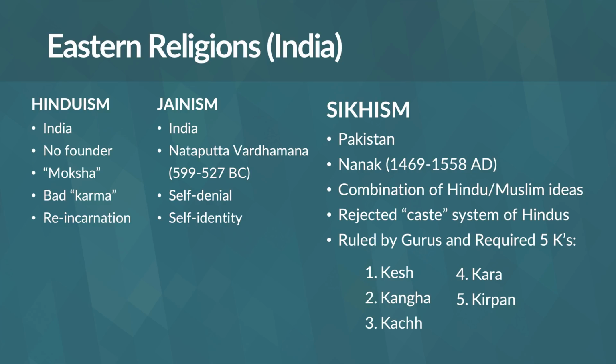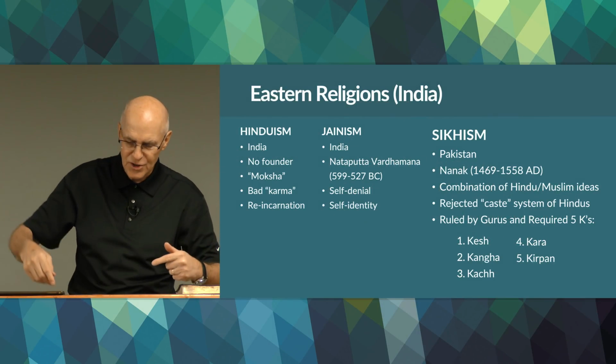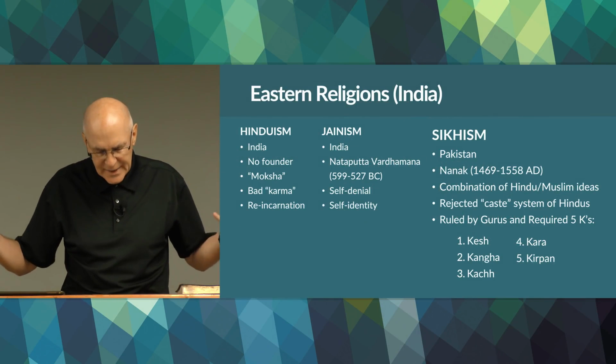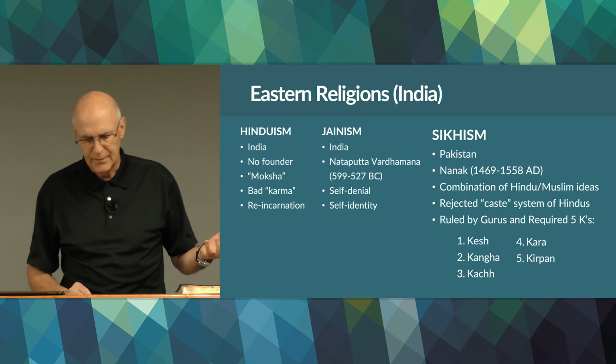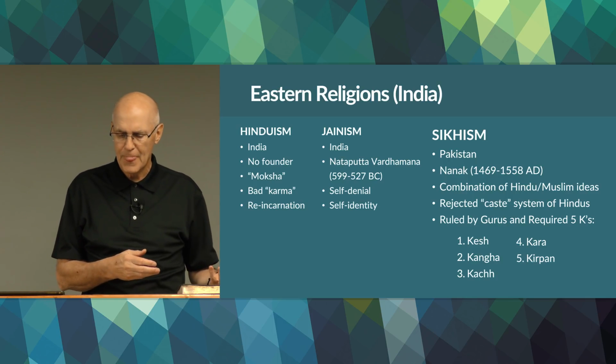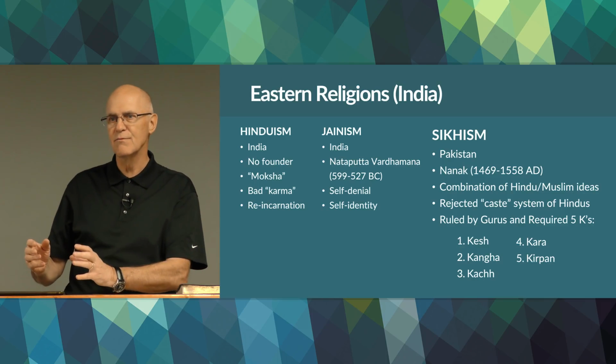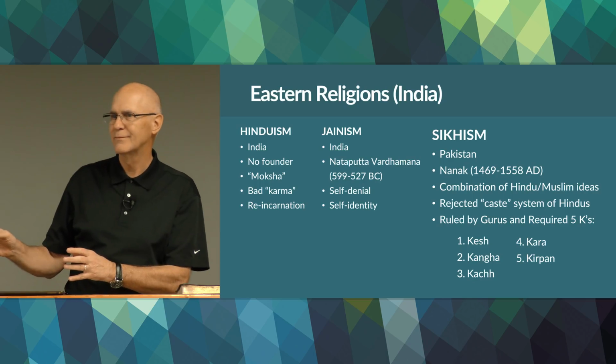Sikhism, another Eastern religion. Sikhism began in Pakistan. The founder, Nanak, this one is a more modern one, lived 1469 to 1558 AD. Main ideas in Sikhism: Nanak lived in an area that bordered Hindus and Muslims, and so his religion is a combination of Hindu and Muslim ideas. He kept the idea of moksha in Hinduism and the reincarnation, but he borrowed the monotheism from Islam. Okay?